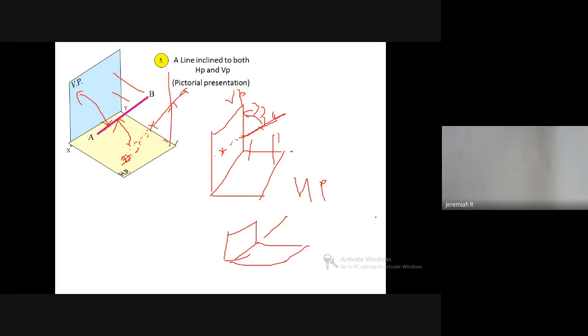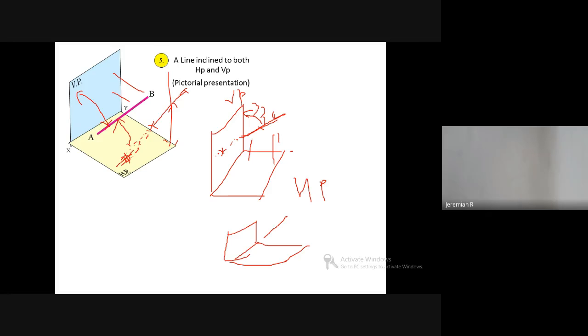Just imagine there is a line. When you extend the line, so this is a line inclined to HP but parallel to VP. When you extend this line, it will go and touch the horizontal plane. So this particular point is called the horizontal trace. Here the case is a line inclined to the vertical plane but parallel to the horizontal plane. When you extend this line, it will touch somewhere on the vertical plane. So this particular point is called the vertical trace. If it touches the vertical plane, it is called the vertical trace.